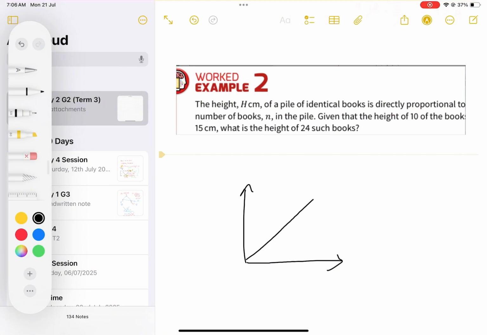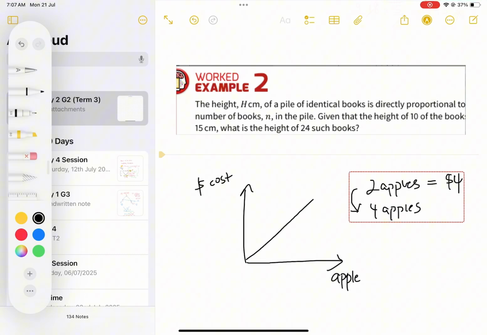The very best example is the one that you're always very familiar with, for example the cost of an apple. So maybe I put this as apple, and then this one, the cost. So maybe 2 apples, $4. So 4 apples. You're all very familiar with this, which you learned in primary school. 2 apples, you go to 4 apples, you times 2. So this is a very familiar example of direct proportion.